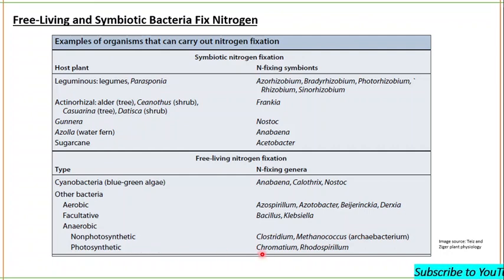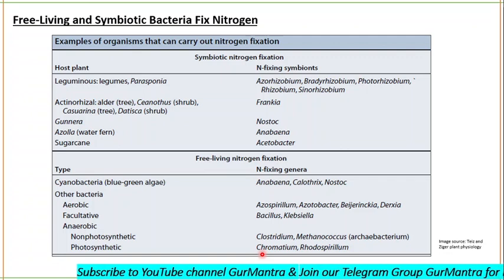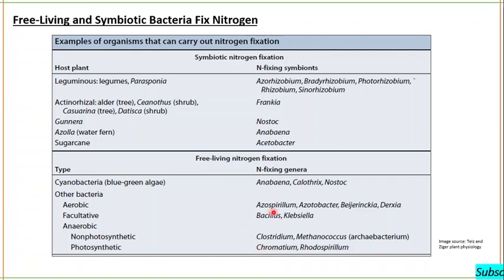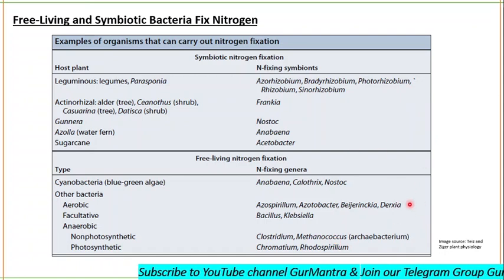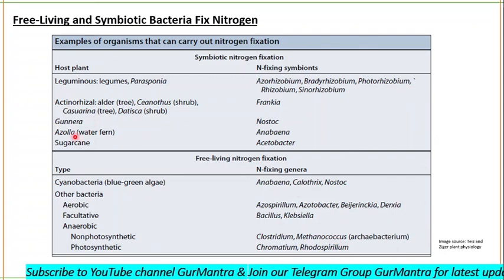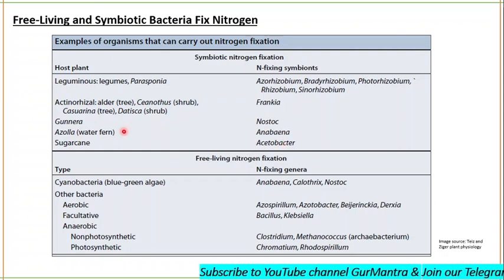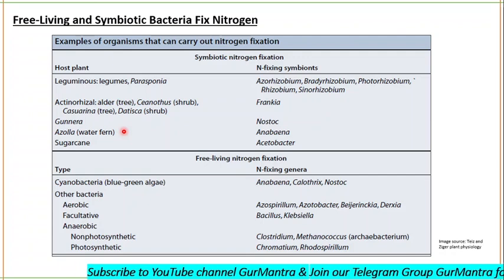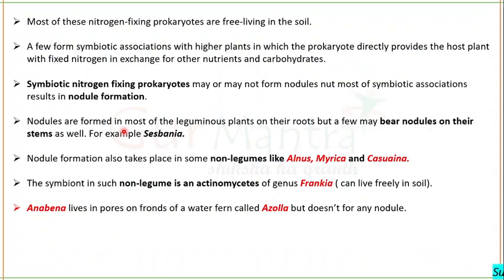Photosynthetic ones include Chromatium and Rhodospirillum. So the examiner can ask you which one of the following is actually an aerobic free-living nitrogen fixing bacterium. So what should you answer? You should answer either Azospirillum, Azotobacter, Beijerinckia or Derxia. Remember all these things, they can ask you anything. They can ask whether Nostoc or Anabaena is acting as a symbiont with Azolla. Most of the time we get confused between Nostoc and Anabaena, so do remember Anabaena is the main one. Okay, let's move to our next section.